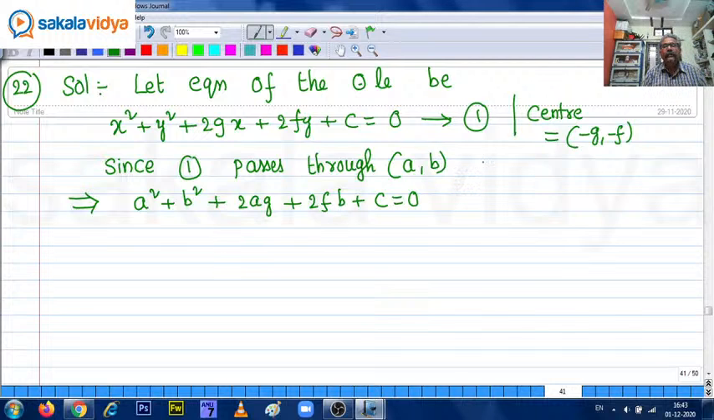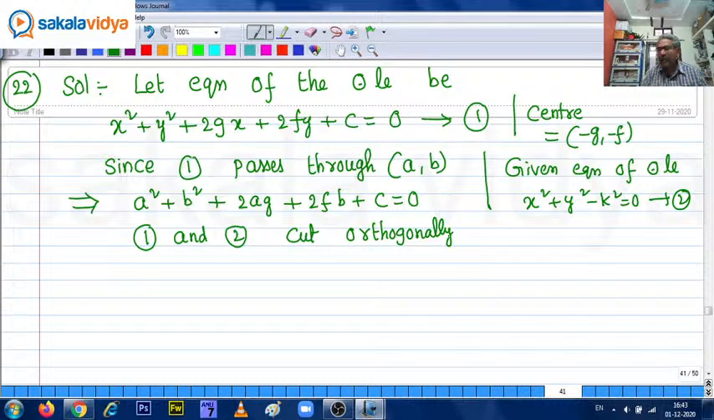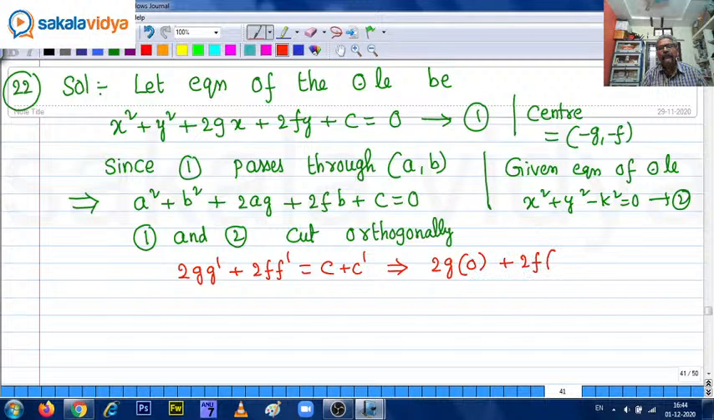Now the given circle is x square plus y square minus k square equals 0, equation 2. Circles 1 and 2 cut orthogonally. What is the condition for orthogonality? We know it is 2gg dash plus 2ff dash equals c plus c dash. Here g dash is 0 because the x coefficient is absent, f dash is 0 because the y coefficient is absent, and c dash, the constant term, is minus k square. So we get 0 plus 0 equals c minus k square, so c becomes k square.